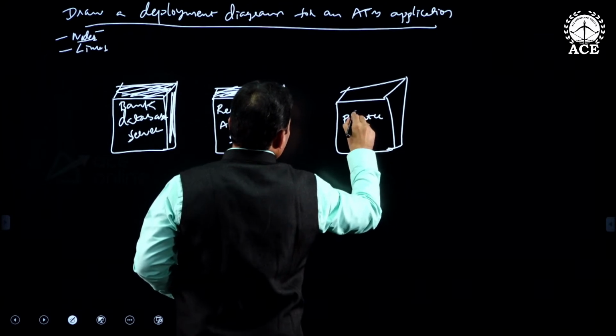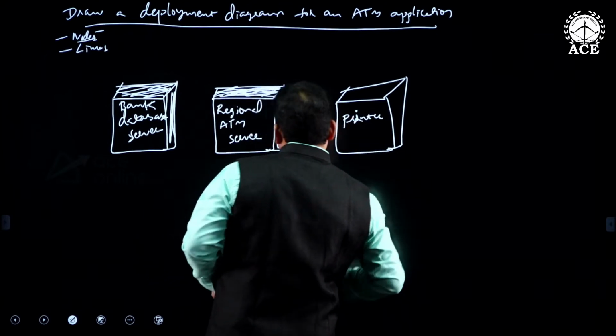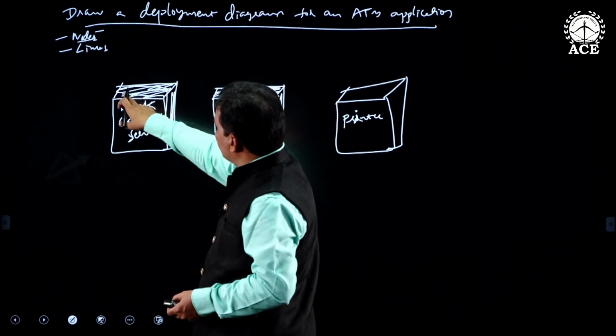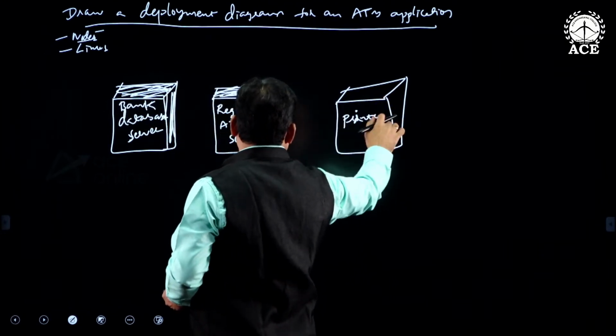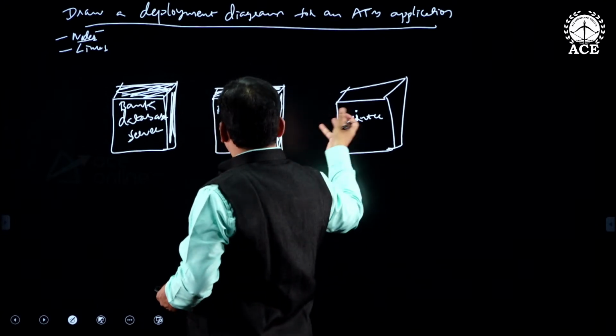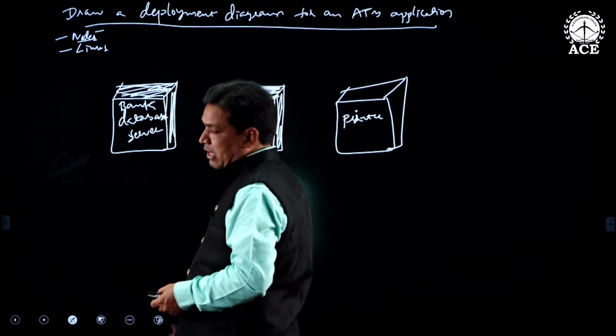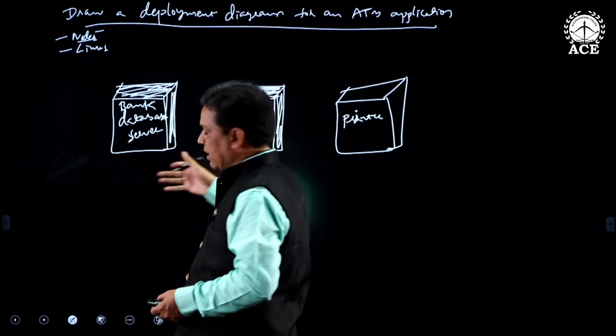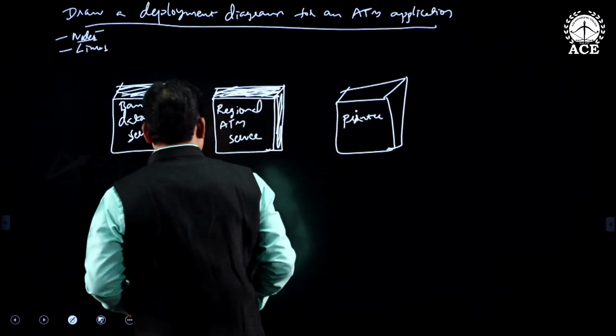This is not a node, this is a device. The difference between device and node here is, marked means node, not marked means device, right? A device doesn't have processing capability, whereas a node has processing capability, CPU, some memory and so on. A printer doesn't have processing capability, right?